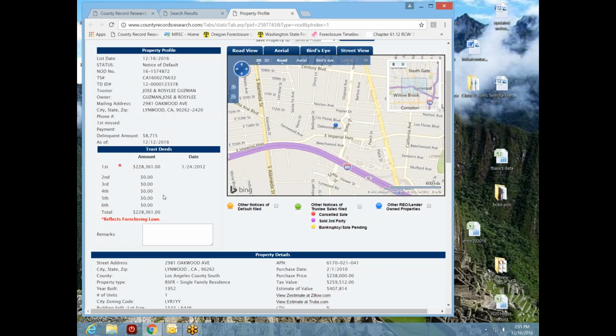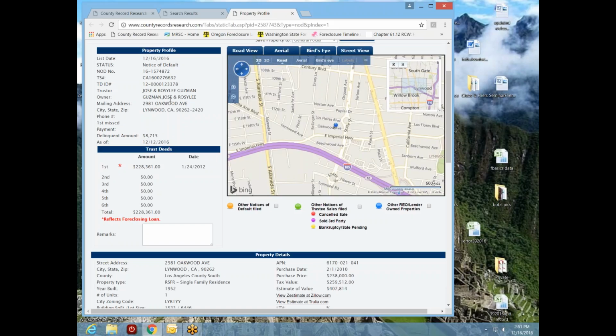Remember what I said, it was about 230 grand. Okay, so we're looking at about 228 plus, let's say 8,000. So let's call that about 240 roughly. So that's right in the same ballpark as what I mentioned before I even looked at the profile. Okay, so they owe about 240 on a house that's worth about 400,000. So I could go to the owners.